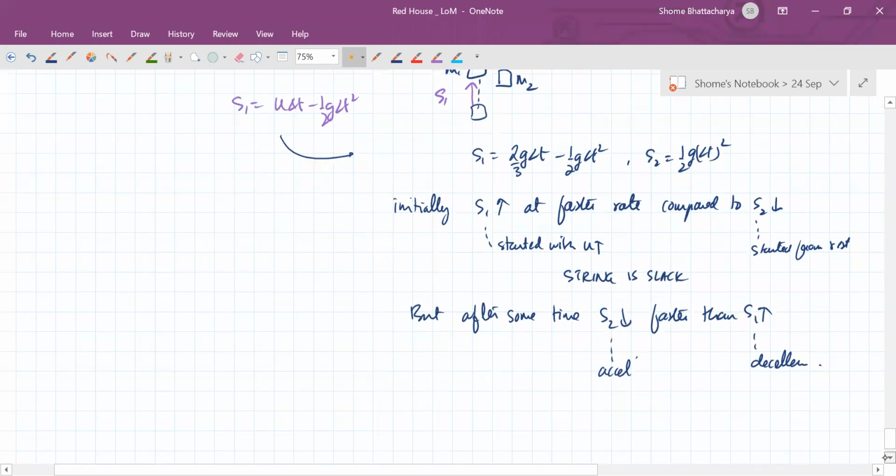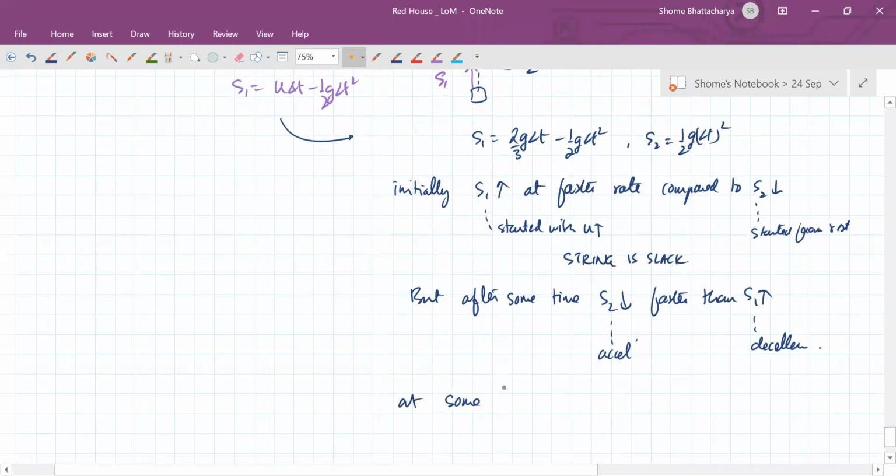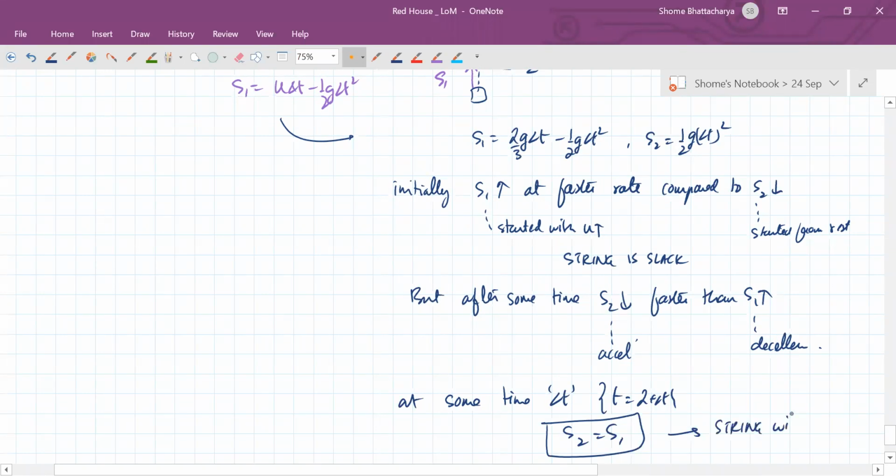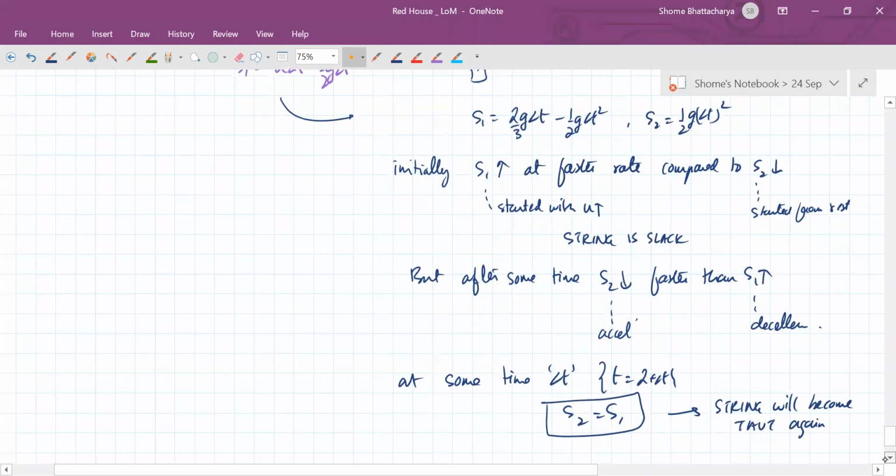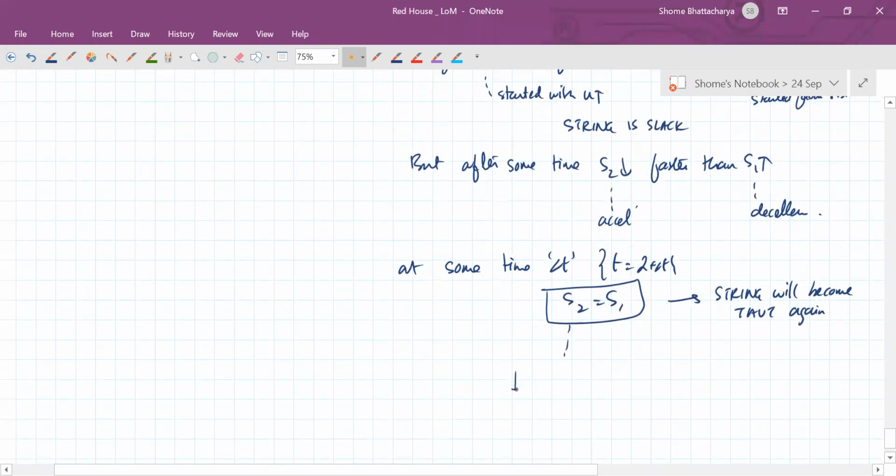Okay, so at some time interval delta t, or basically the total time is 2 plus delta t, s2 will catch up with s1. So that is when the string will become taut again. Okay, so the downward displacement of this one, half g t square, will become exactly equal to the upward displacement of this one, and that is when the string will tighten again.